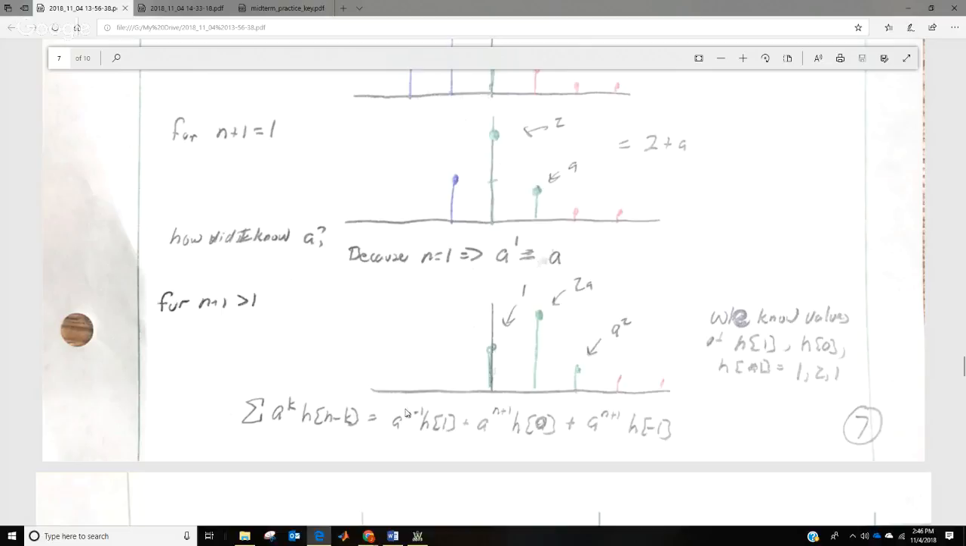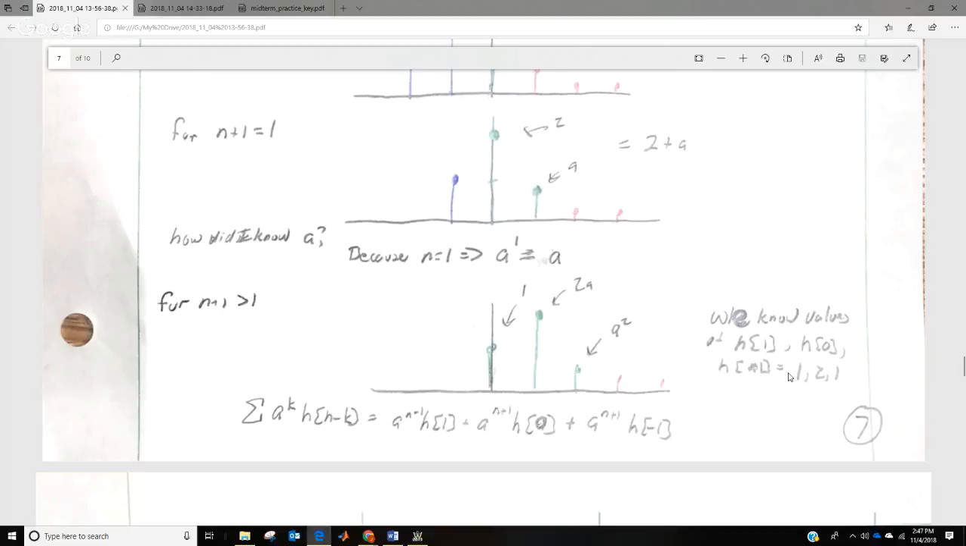So a to the n minus 1 times h of 1. Oh, wait, sorry. This is the general term: a to the k times h to the n minus k. So for this one, it is a to the n minus 1, which would be 0 in this case, times h of 1. A to the n plus 1 times h of 0. A to the n plus 1. N. This should be a to the n, not a to the n plus 1. So a to the n times h of 0, a to the n.